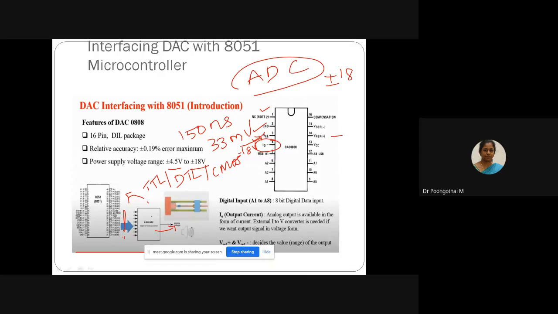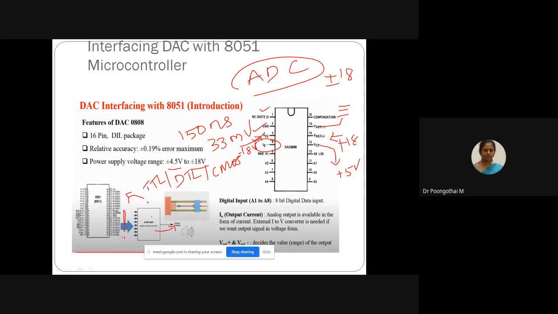And V reference plus gets plus 18. Negative reference can be grounded. Here you have to apply plus 5 volts. So this is about your power supply details.